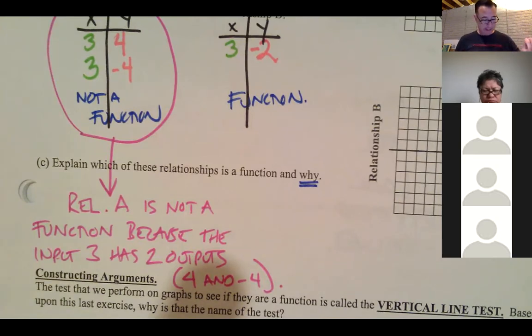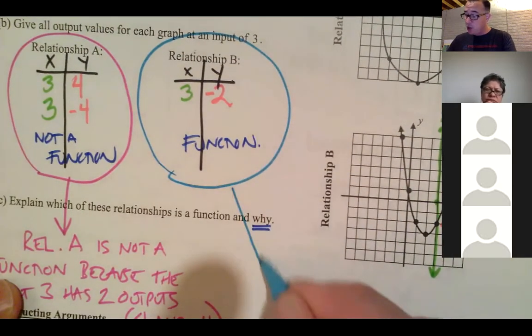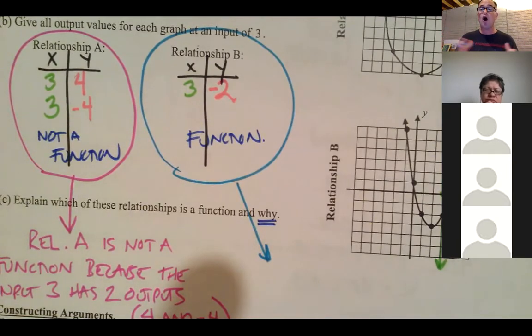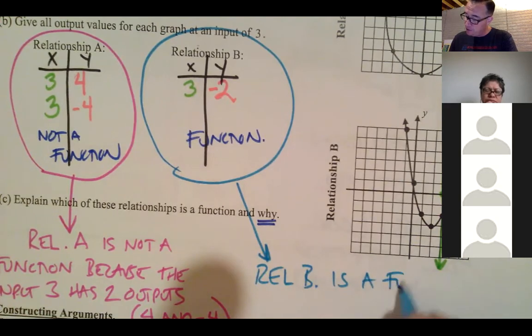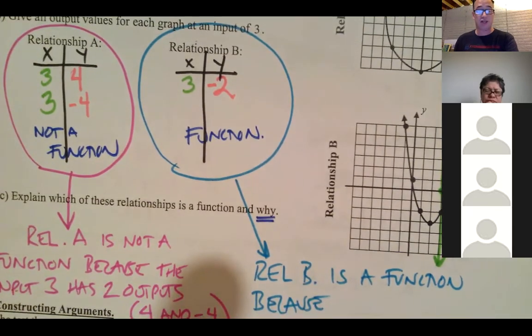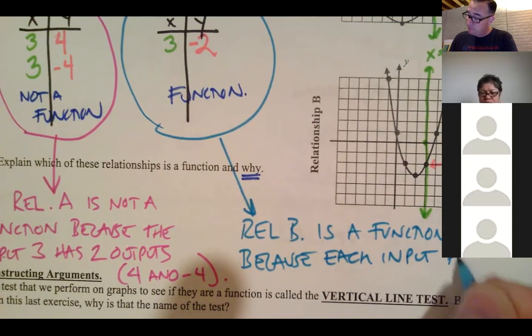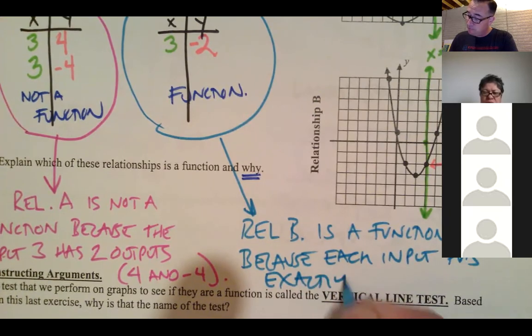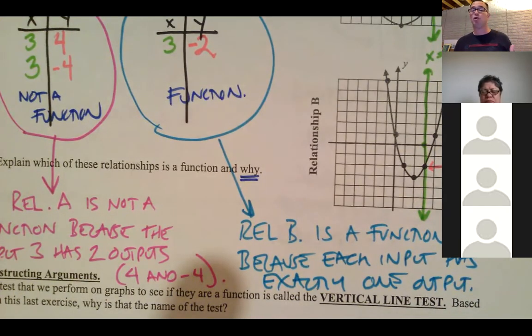Now, let's say instead I want to do this with relationship B and explain this. We said that this is a function. If I'm saying that something is something, all I have to do is use the definition. Relationship B is a function because, now all I'm going to do is use my definition. Each input has exactly one output. And at this point, I'm done. Those are two perfectly worded constructing arguments that use the definition.